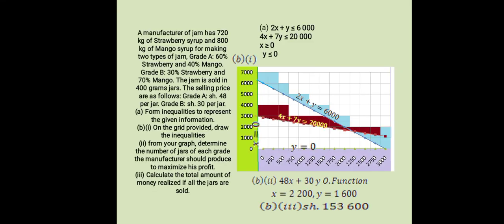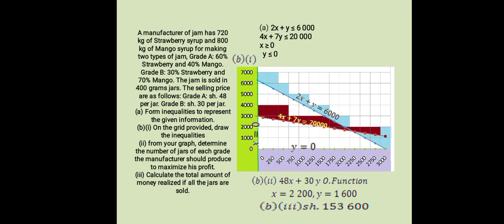A manufacturer of jam has 720 kilograms of strawberry syrup and 800 kilograms of mango syrup for making two types of jam. Grade A, 60% strawberry and 40% mango. Grade B, 30% strawberry and 70% mango. The jam is sold in 400 grams jars.